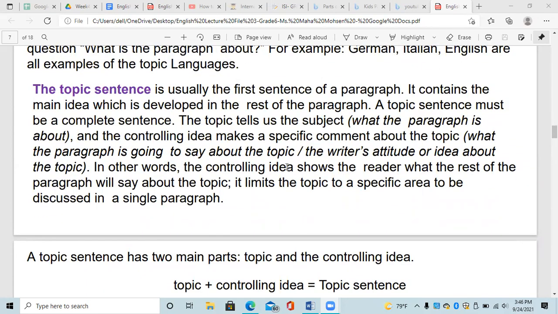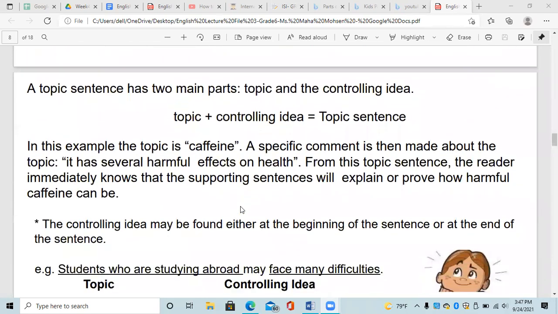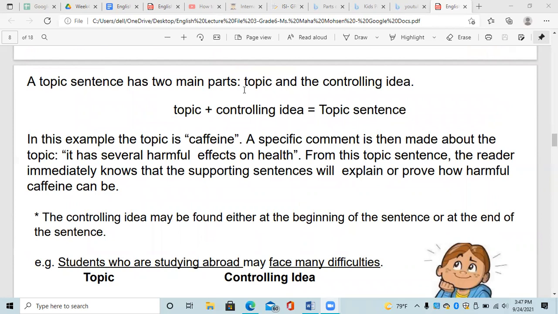In other words, the controlling idea shows the reader what the rest of the paragraph will say about the topic. It limits the topic to a specific area to be discussed in a single paragraph, because we can talk about so many ideas about the bicycles, but here we are talking only about why bicycles are famous and beneficial. So a topic sentence has 2 main parts, as we said, a topic and a controlling idea. Both together, they make the topic sentence, which is at the beginning of the paragraph.